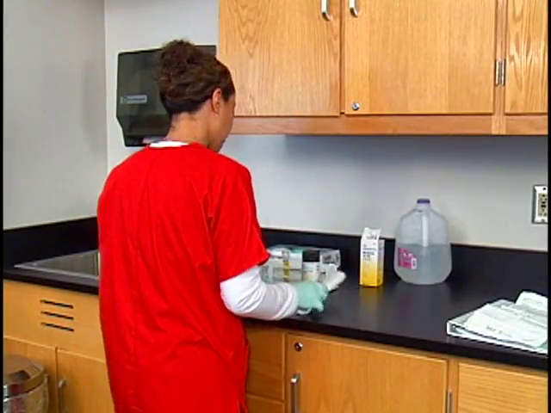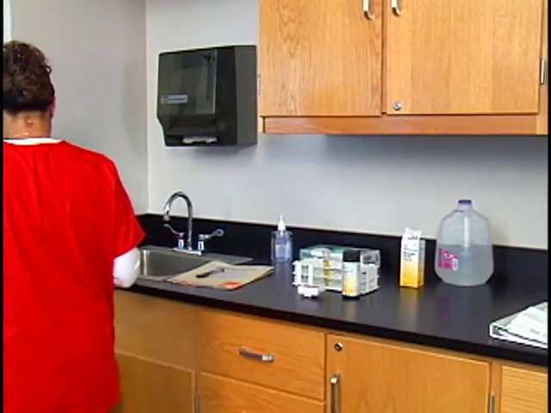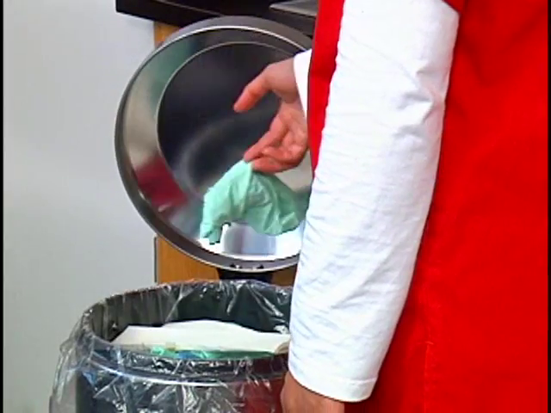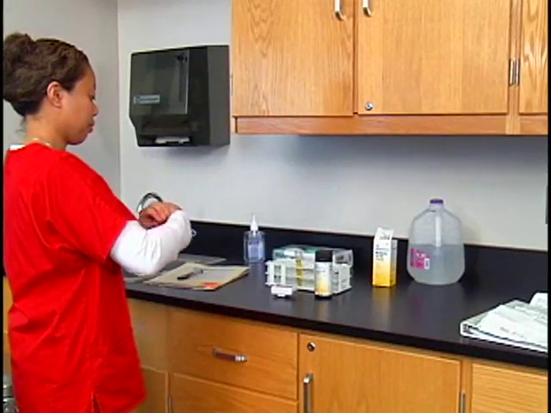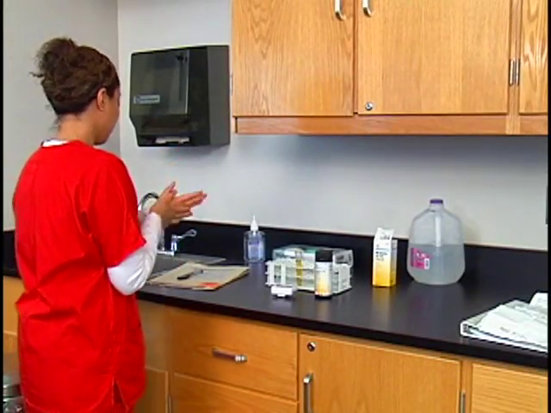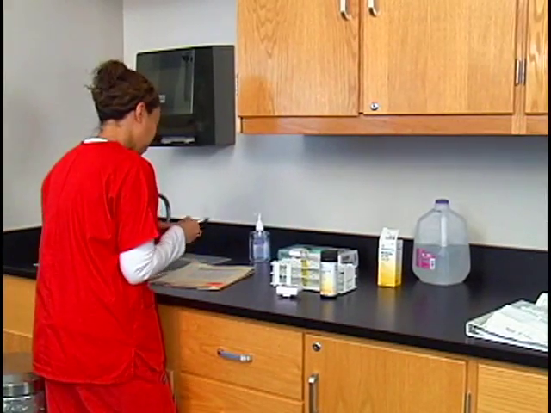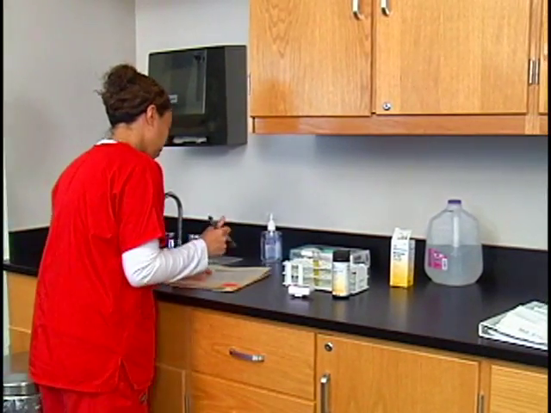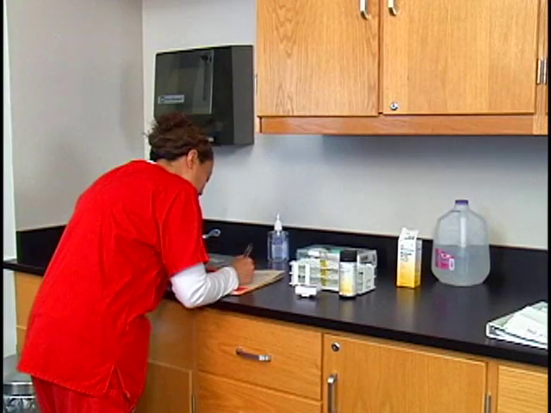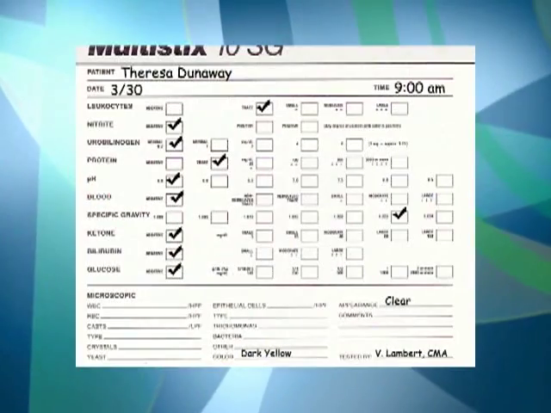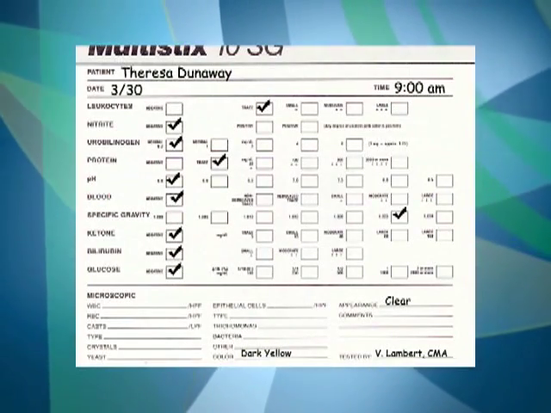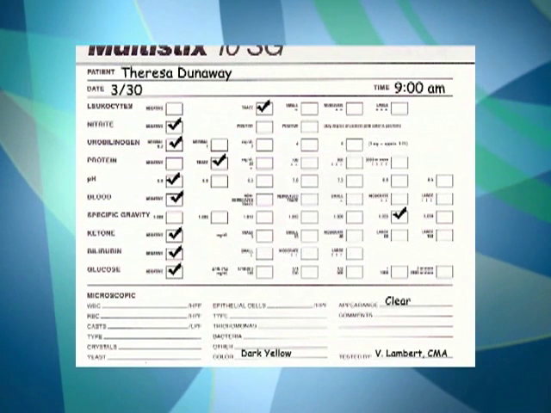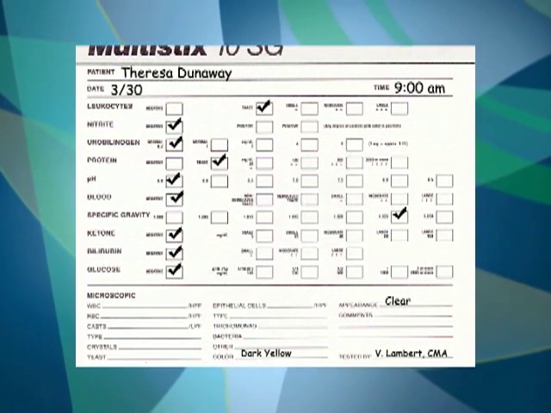Dispose of the strip and paper towel in a regular waste container. Remove your gloves and sanitize your hands. Chart the results. Most medical offices use a pre-printed reporting form to make it easier for you to record results. The recording should include the date and time, the brand name of the test used, and the result of each test.